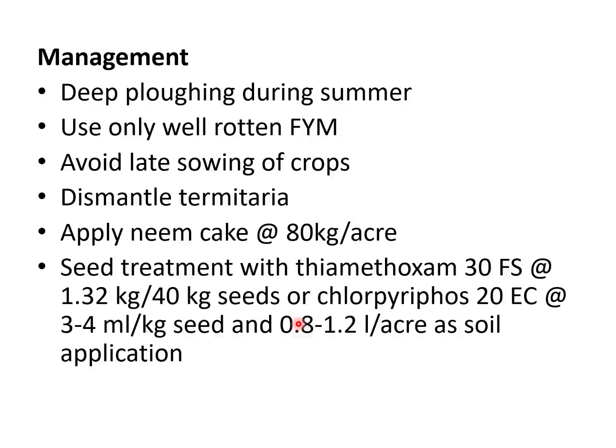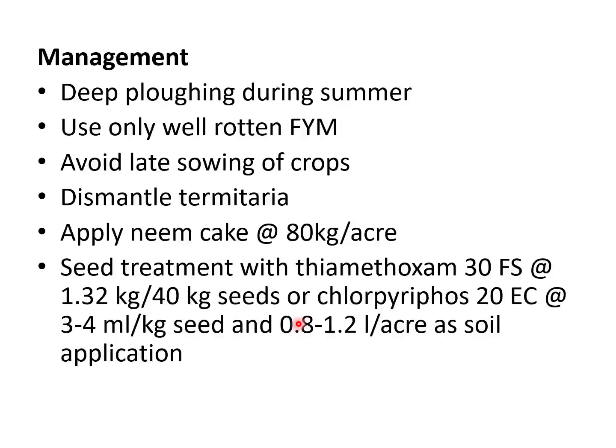Then use neem cake at the rate of 80 kg per acre, or we can go for seed treatment with insecticides such as thiamethoxam or chlorpyrifos. Thiamethoxam FS, that is the formulation for seed treatment, can be used at the rate of 1.32 kg per 40 kg of seeds, or we can treat the seeds with chlorpyrifos at the rate of 3 to 4 ml per kg of seed. This chlorpyrifos, the same insecticide, can be used for soil drenching at the rate of 0.8 to 1.2 liter per acre. So that is with respect to insecticide.